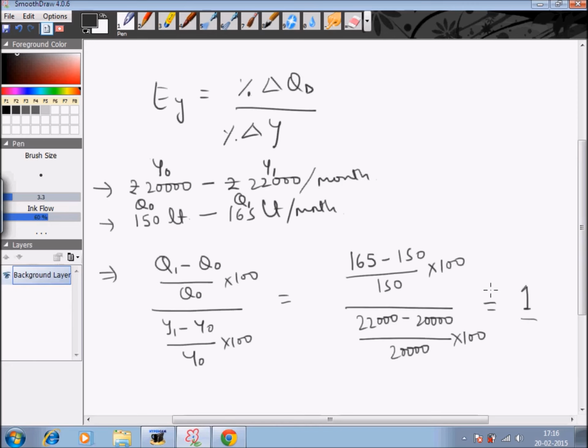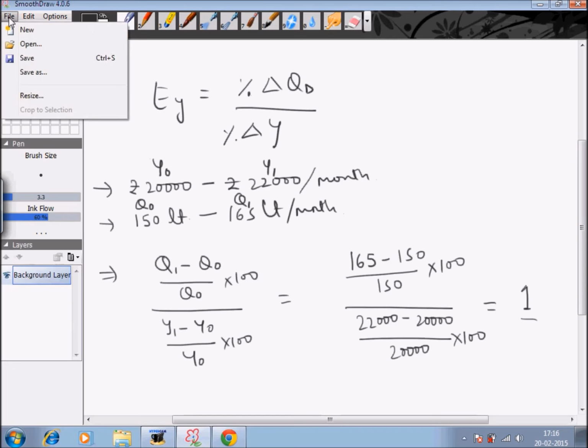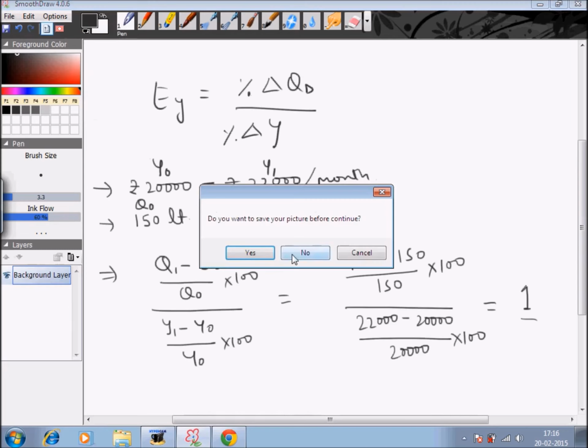So which clearly specifies that with a 1% change in the income of the consumer, there is a 1% change in the quantity demanded of petrol. Now likewise, in case of income elasticity also, we have different degrees of elasticity, but that depends upon the type of product. We classify all the products into 3 categories.